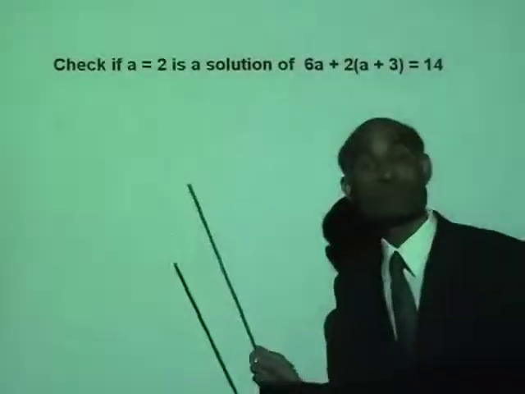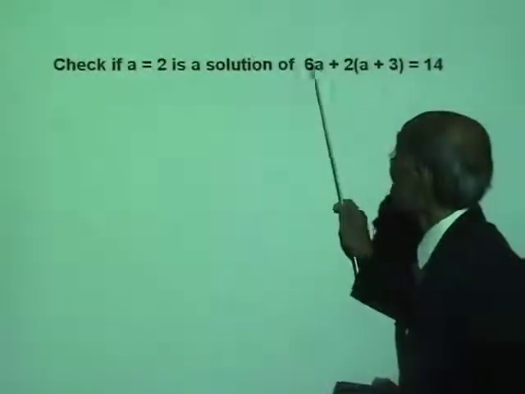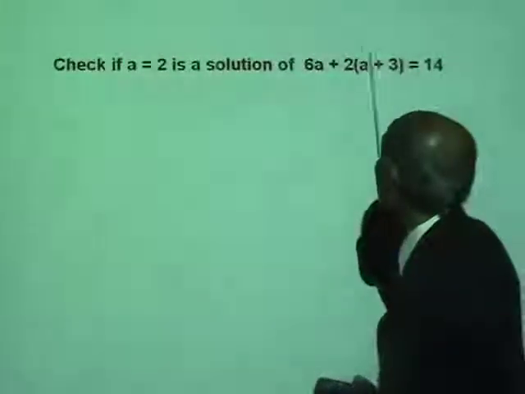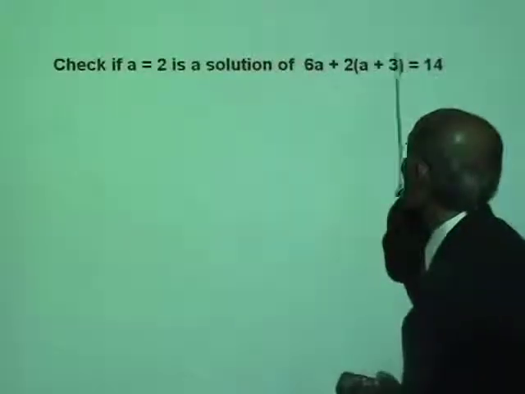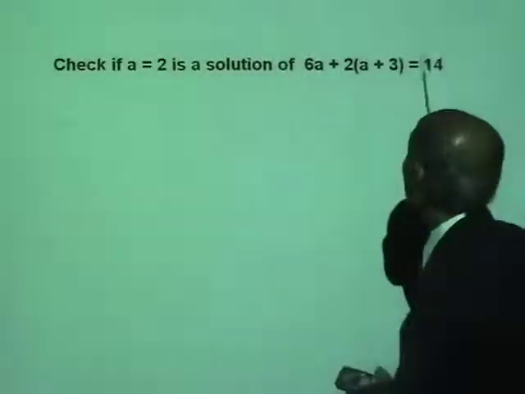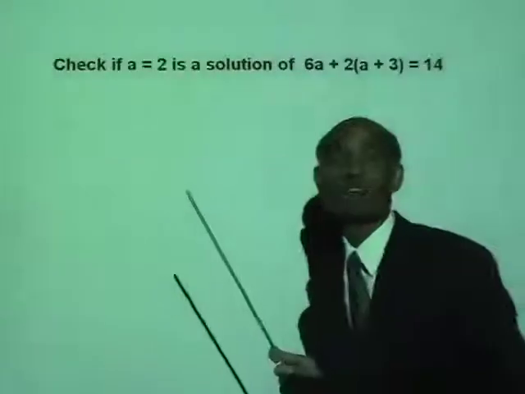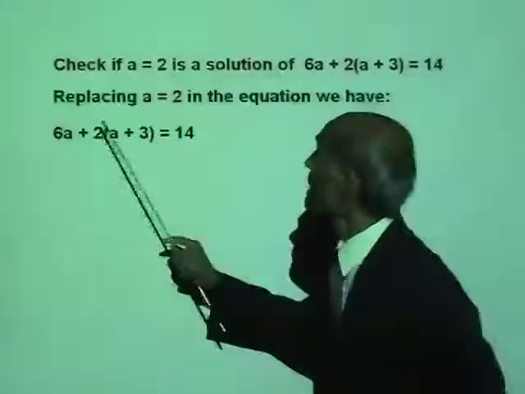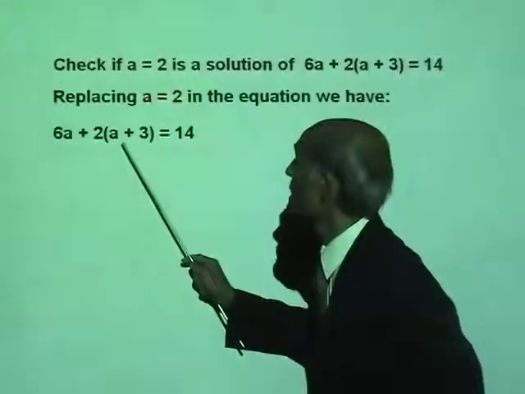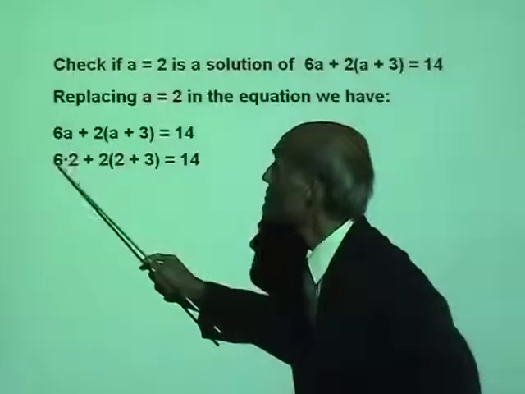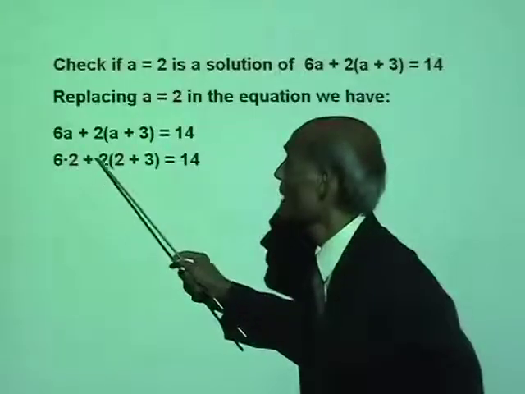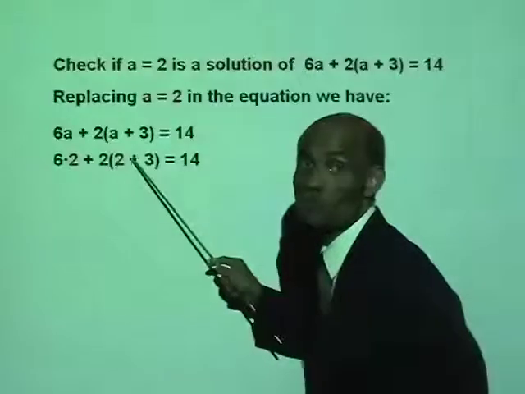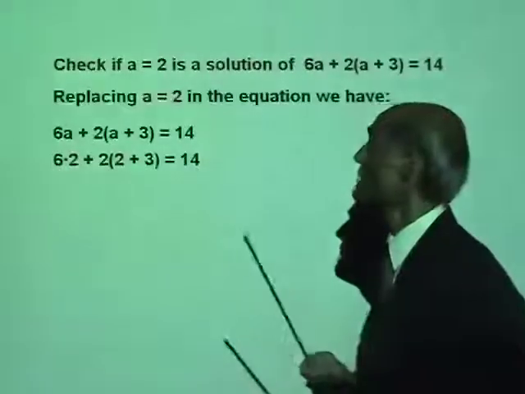What all we need to do is replace a by the given value 2 and see if the value on the left of the equal sign is the same as the value given on the right. Alright, let's do that. Replace a by 2. So what does that become? 6a becomes 6 times 2 plus 2 times a plus 3 becomes 2 plus 3 equal to 14.